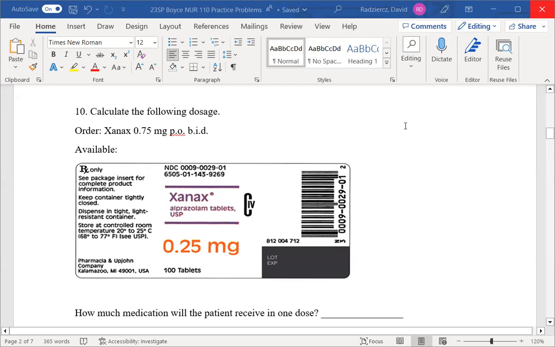So now the next thing to look at is oral medications. There are 6 questions that you'll see that are considered the oral medications. So let's talk about oral medications.